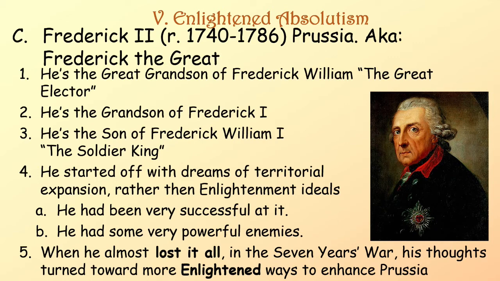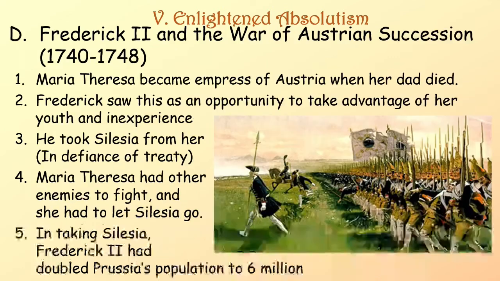And Frederick II started off with dreams of more territorial expansion rather than Enlightenment ideals. He didn't have much interest in those. He had been very successful at territorial expansion. He had made some very powerful enemies. And when he almost lost it all in the Seven Years' War, then his thoughts turned more toward enlightened ways to enhance the position of Prussia.